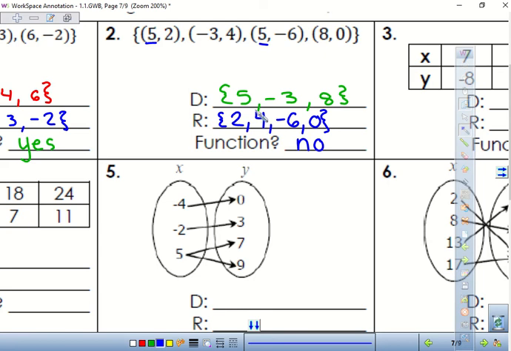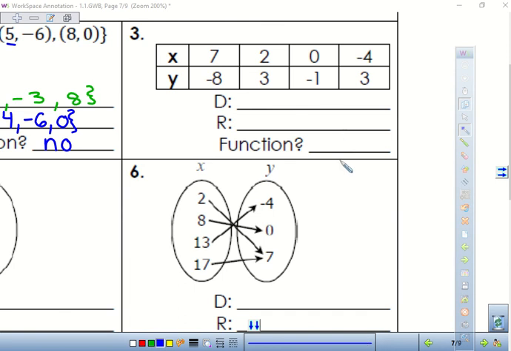I always say it like this. Think of the x value as a person. Can a person go to 2 different destinations at the same time? No. Now you're going to see that it's okay when two different x's go to the same y. Two different people can go to the same destination at the same time, but one person can't go to two different destinations at the same time, okay?